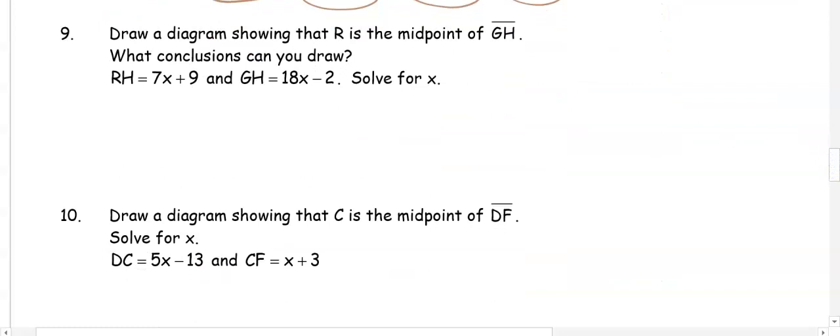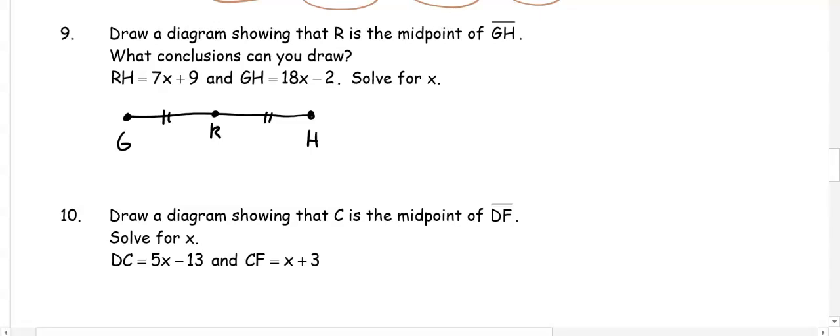Number 9, draw a diagram showing that R is the midpoint of GH. What conclusions can you draw? And then we're going to solve for x. So when we draw a picture here, that means that G and H are the endpoints and R is the midpoint. Once we know R is the midpoint, we know that GR and HR are congruent. That's the conclusion we can get from the midpoint.